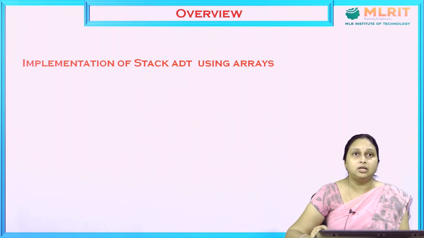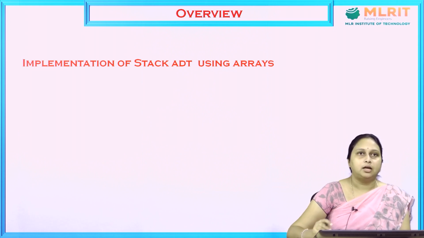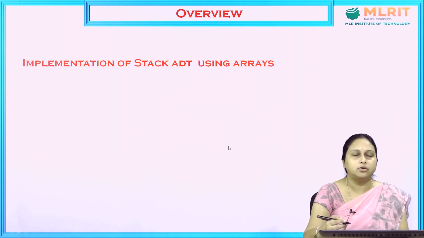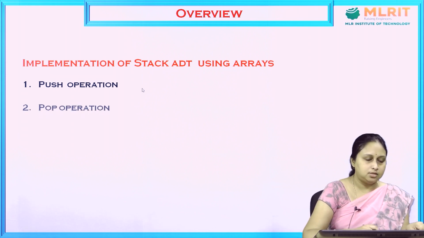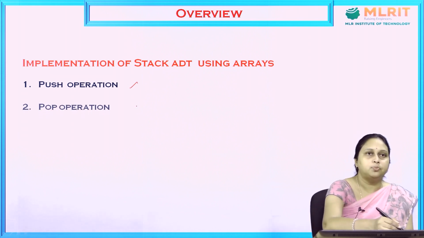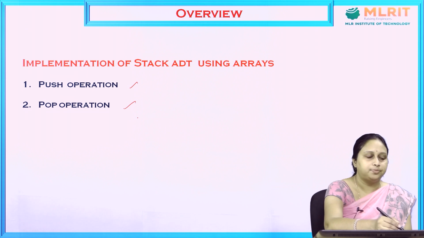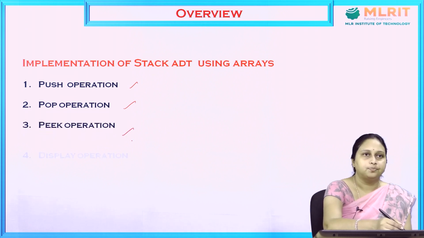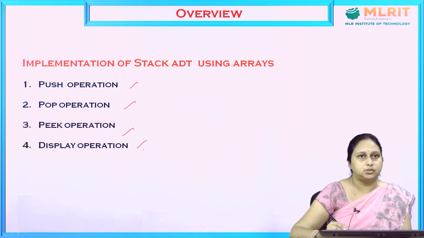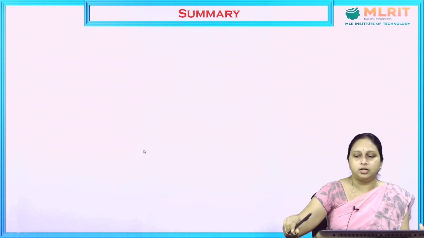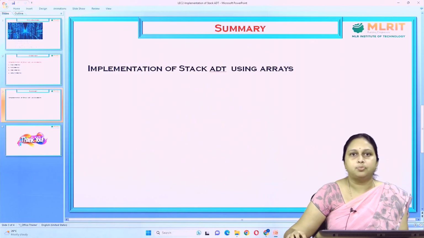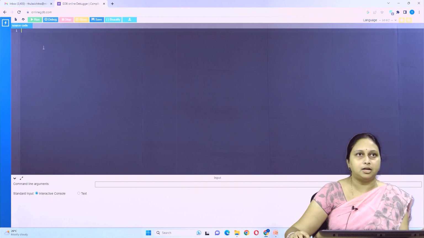Now I want to try to implement that program in online C compiler. Let us look into that and let us see what are the different operations we are going to implement in today's lab part. That is, we are going to perform the push operation, pop, then we have peek and display operations. These are the four operations which we are going to implement. Let us look into the program which we are going to perform in online C compiler.